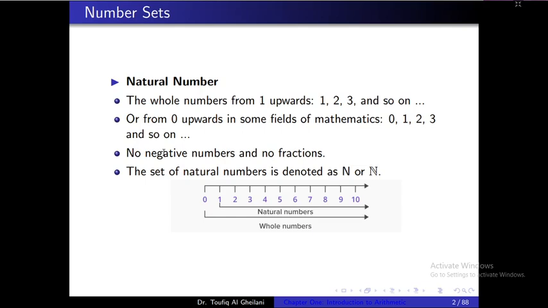The first topic is number sets. The first number set is the natural numbers. The whole numbers from 1 upward, 1, 2, 3 and so on, are called natural numbers, or from 0 upwards in some fields of mathematics. No negative numbers and no fractions are included in natural numbers. The set of natural numbers is denoted by capital N, and we can represent natural numbers on a number line like this one.